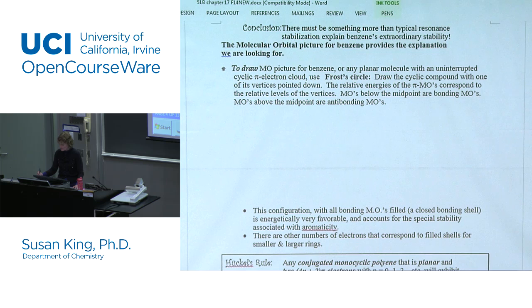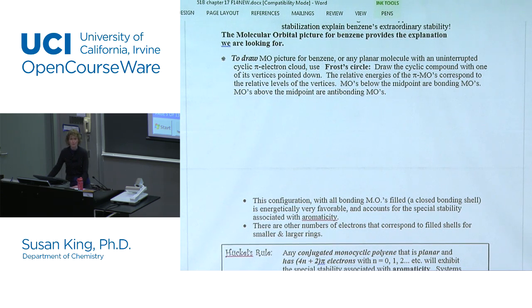And it turns out that there is an explanation, and it has to do with molecular orbitals. And I know you guys love molecular orbitals, right? I'm going to make this as simple as possible. We're going to draw the molecular orbital picture for benzene, and we're going to actually be able to see why benzene is so stable. How on earth do we draw the molecular orbital picture for benzene? It turns out that it's not that difficult, and you do something called a Frost circle.